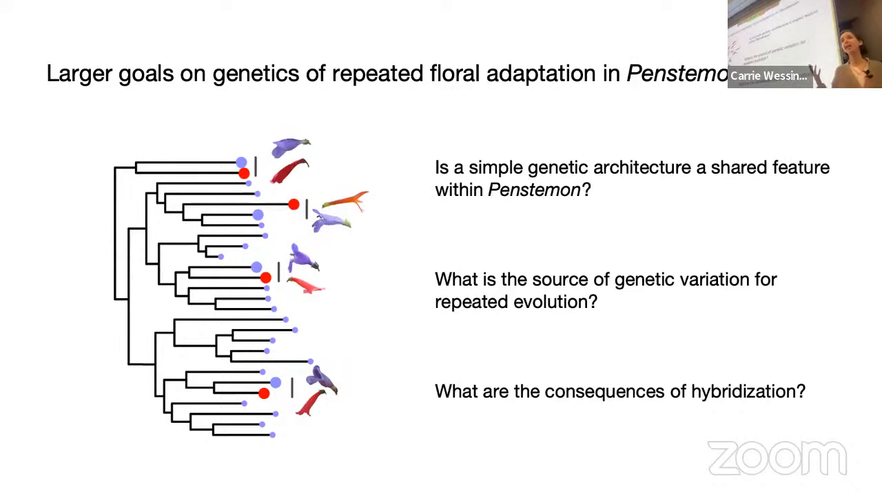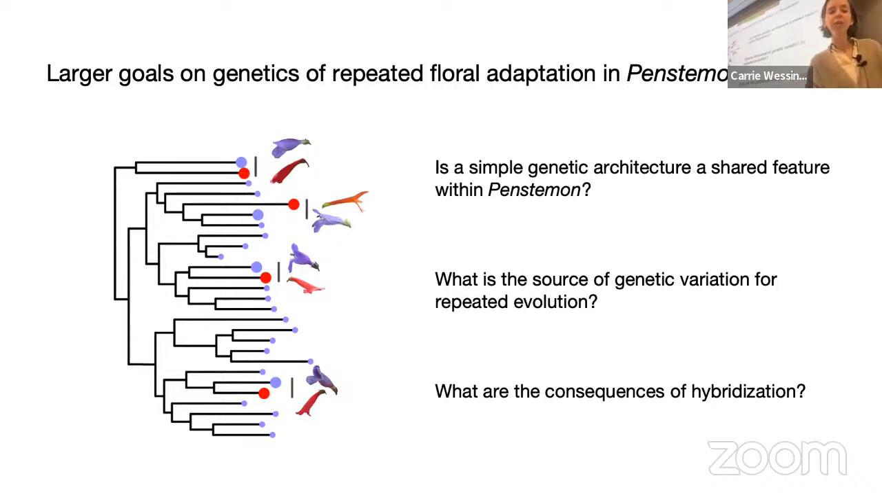And then stepping back, this work fits into our larger efforts to study the comparative genetics of floral divergence in Penstemon and begin to understand whether this relatively simple genetic architecture that we see in this species pair is a shared feature in Penstemon, maybe explaining why these shifts have occurred so many times. We're also interested in the source of genetic variation for these repeated shifts. For example, is there any evidence that introgression has moved hummingbird adapted QTLs between lineages?